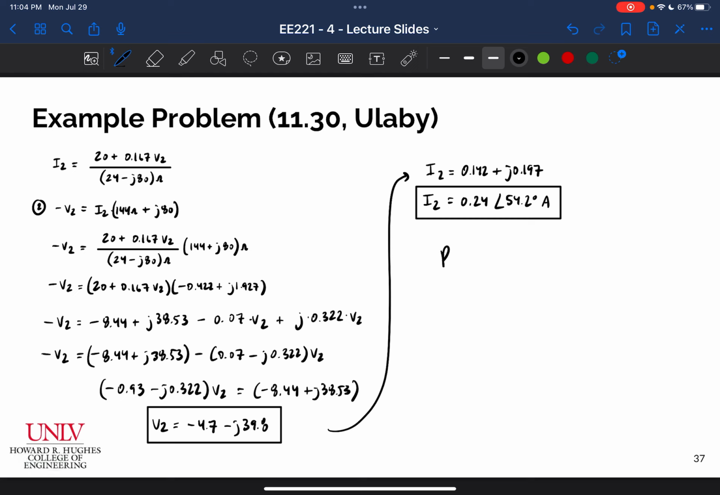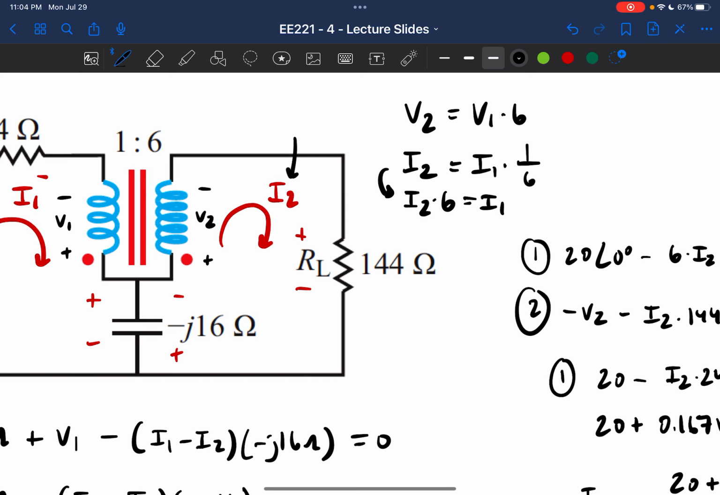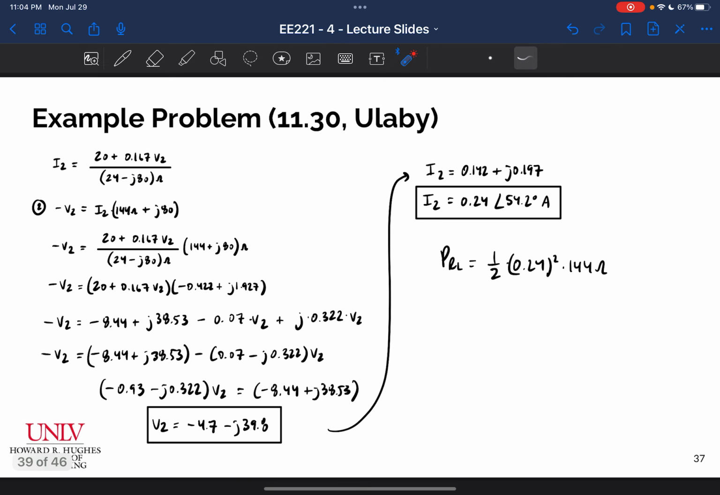And so all we have to do is PRL is going to be equal to 1/2 times 0.24 squared times our load, which is 144 ohms. Of course, that's because this current I2 is the current that's flowing through RL, right? So it's just average power delivered to that resistor. And so I can say 0.24 squared divided by 2, and then multiply that by 144, and I get 4.15 watts. Okay, so that's the average power delivered to the load.